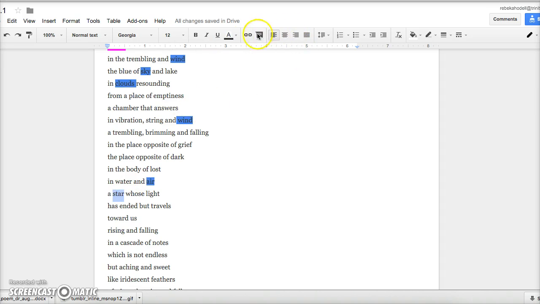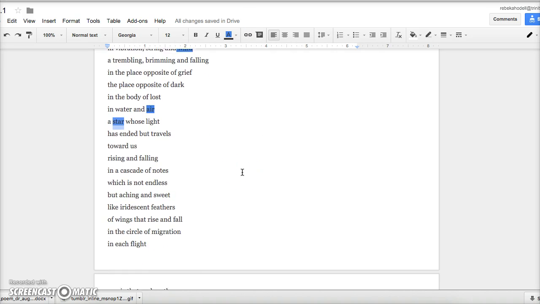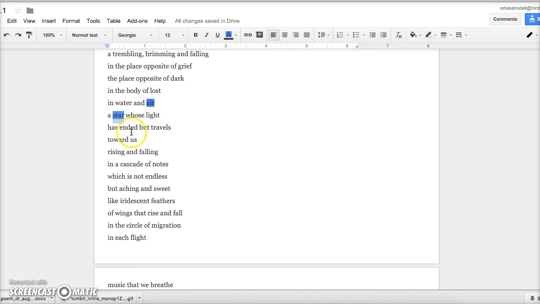Star. I want to remember to come back to star because I want to see if there's anything else that's actually astronomical and not just in the sky, but maybe not. Light, and so on.